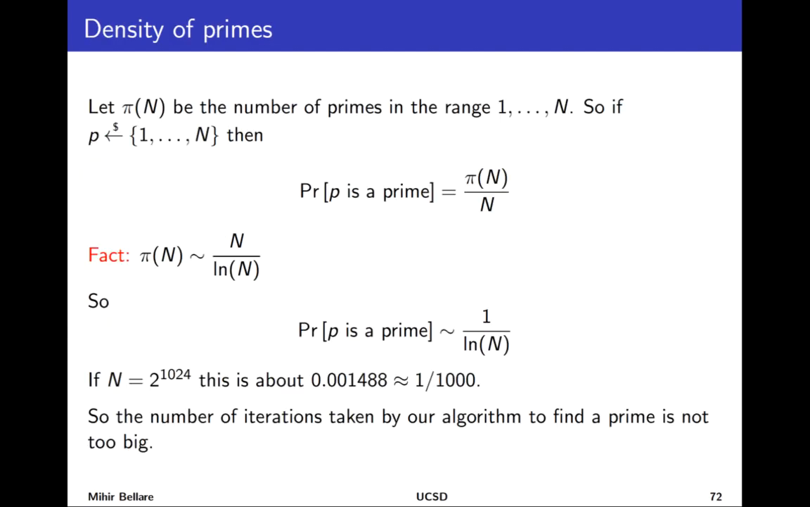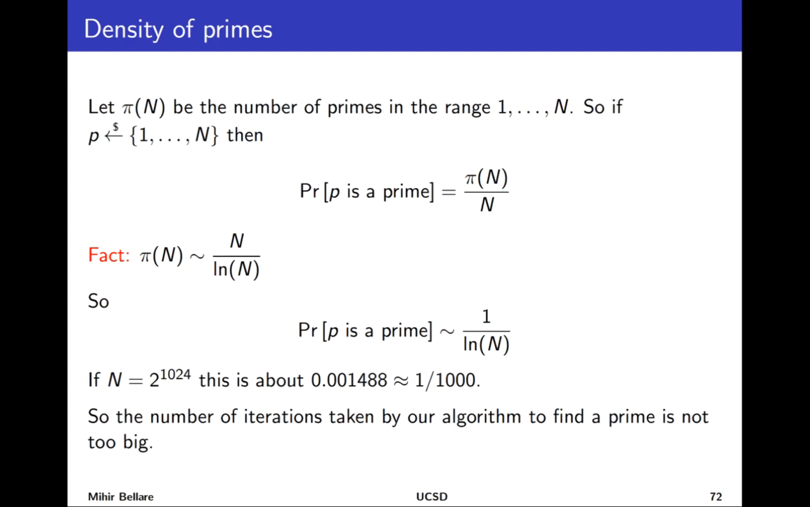So let's let pi of n be the number of primes in the range 1 through n. So if I pick a number at random from 1 through n, the probability it's prime is now given by pi of n divided by n, obviously. So if I know something about pi of n, I can determine something about this probability, and thus something about how long the algorithm will take.